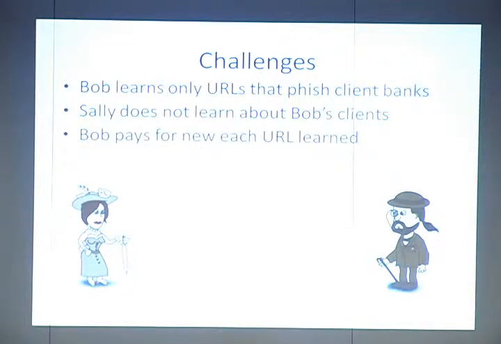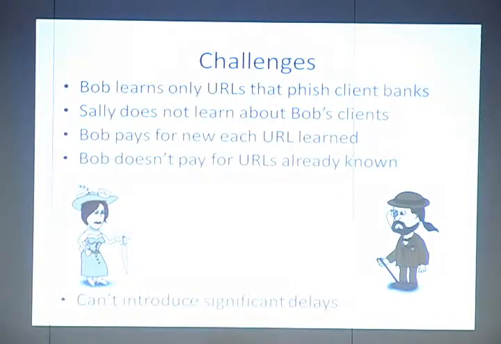And of course, Sally requires Bob to pay for every new URL he learns. But Bob already has other sources for URLs. He has public sources. He has his own proprietary sources. So obviously, he doesn't want to pay for URLs he already knew in advance. And finally, the whole point of this protocol is to get phishing websites down faster. And so we don't want this to take, say, a month to exchange a URL, because by that time, it's pointless. So we want everything to be efficient and fast.